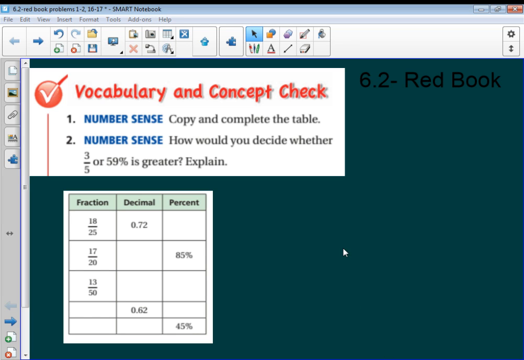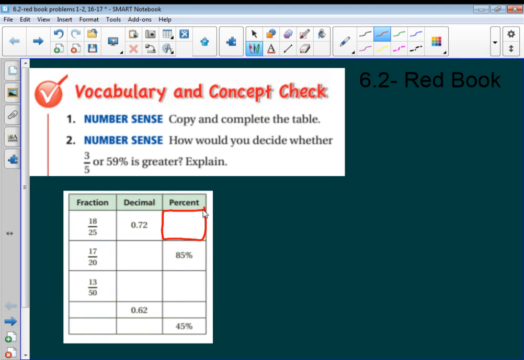All right, so we have 6.2 in our red book, and this is just number 1 and 2. It's asking us to copy and complete the table, and then later we're going to decide whether 3/5 or 59% is greater. So what we're trying to do is compare fractions, decimals, and percents. Let's start off. We are going to solve the percent for 8/25 or 72 hundredths.